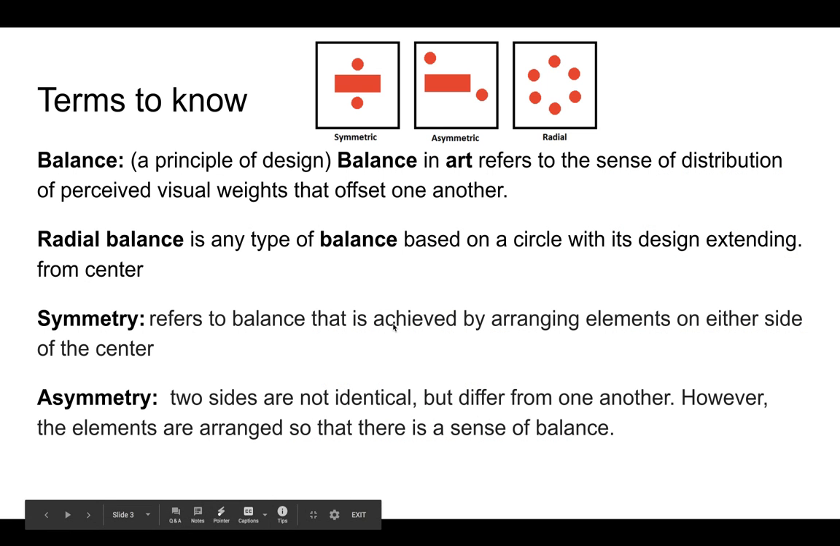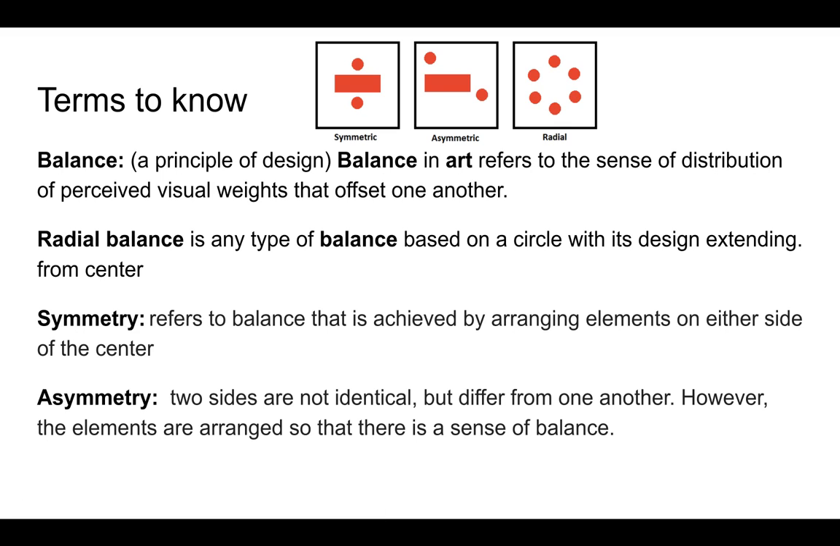So some terms you need to know. Balance. Like I said, balance is going to be the focus of this lesson. So it is a principle of design that refers to the sense of distribution of perceived visual weights that offset one another. So that's basically a fancy way of saying the way things are arranged on the page. And there's lots of different ways you can arrange things in order to create balance.